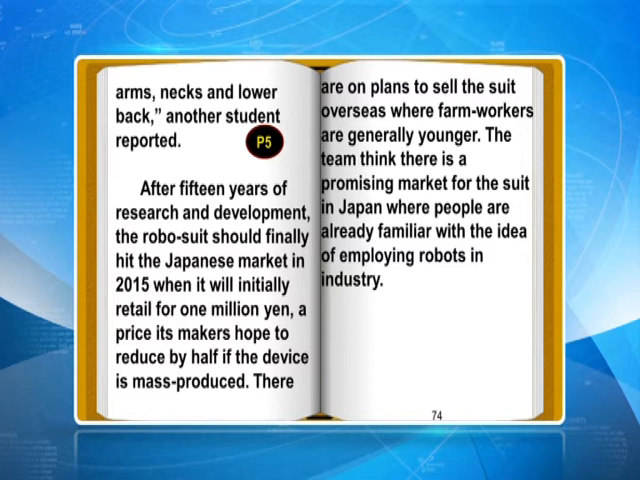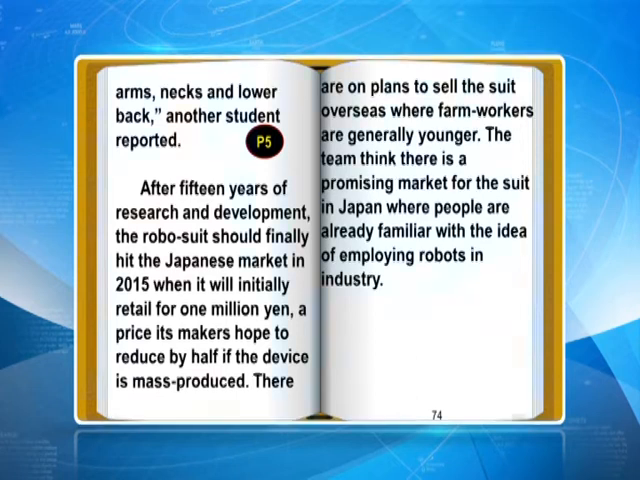After 15 years of research and development, the robo-suit should finally hit the Japanese market in 2015, when it will initially retail for 1 million yen, a price its makers hope to reduce by half if the device is mass-produced. There are no plans to get the suit overseas, where farm workers are generally younger. The team think there is a promising market for the suit in Japan, where people are already familiar with the idea of employing robots in industry.